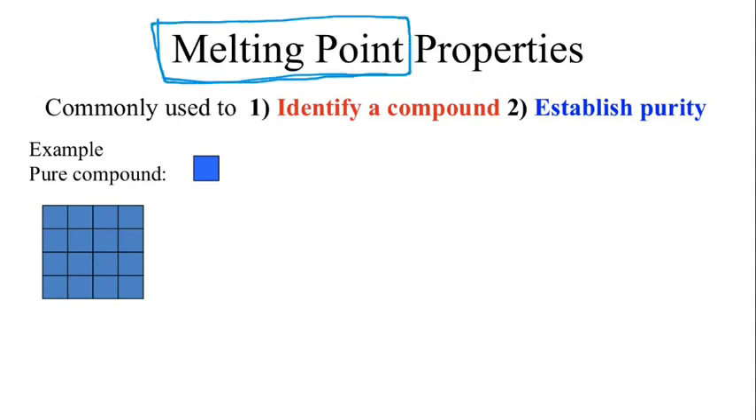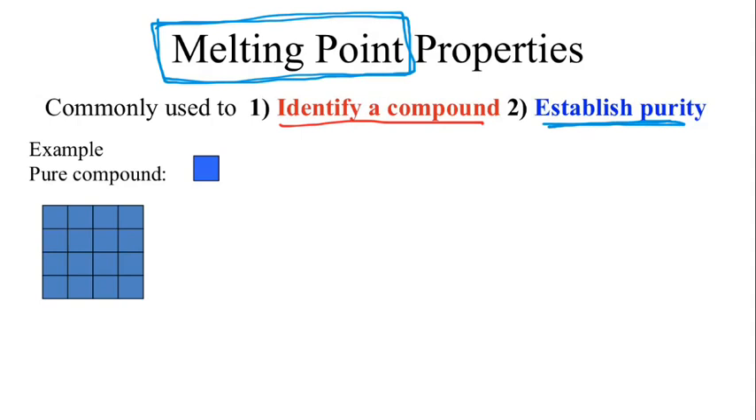Melting points are pretty nice because they are consistent for a given compound. There's a very small change in volume as you move from a solid to a liquid, so it's not pressure dependent, which means that no matter where you are on the planet, the melting point of a compound is relatively constant. So we can use the value of the melting point to identify a compound. That's a pretty big benefit. The next thing that we can do is use it to establish purity.